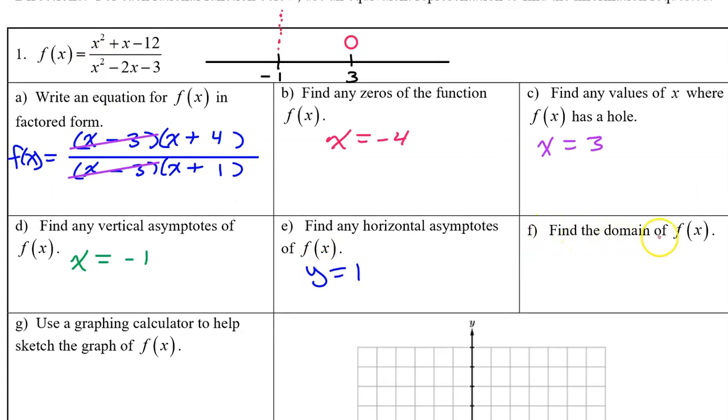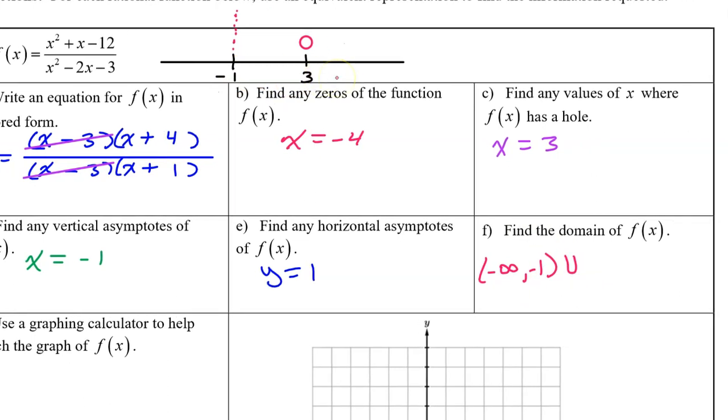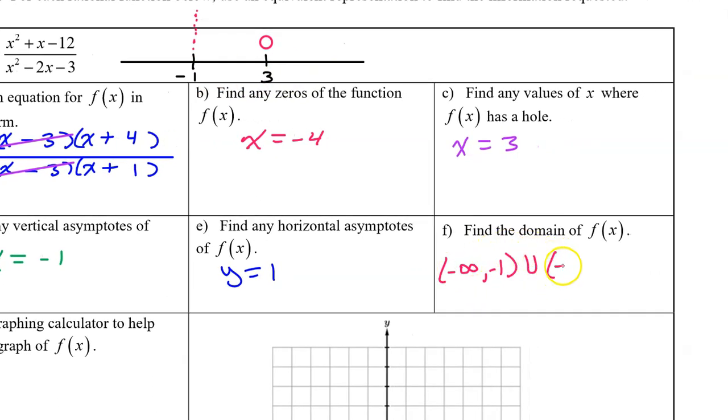Part F, find the domain of f of x. The domain will be all real numbers except for any vertical asymptotes or holes. So we have a vertical asymptote at negative 1, a hole at 3, so the domain will be negative infinity to negative 1, union negative 1 to 3, union 3 to infinity. We just have to skip over the vertical asymptote and the hole.